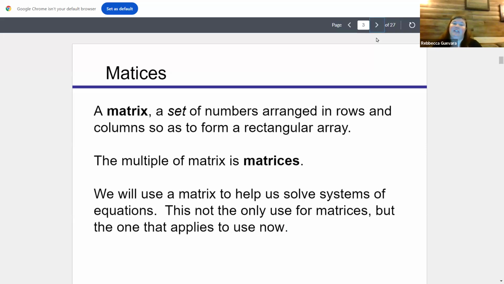A matrix is a set of numbers arranged in rows and columns, so as to form what we call a rectangular array. The plural of matrix is matrices. We will use a matrix to help us solve systems of equations. This is not the only use for matrices, but the one that applies to us for now.